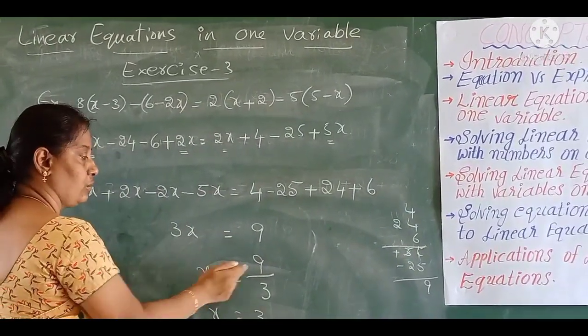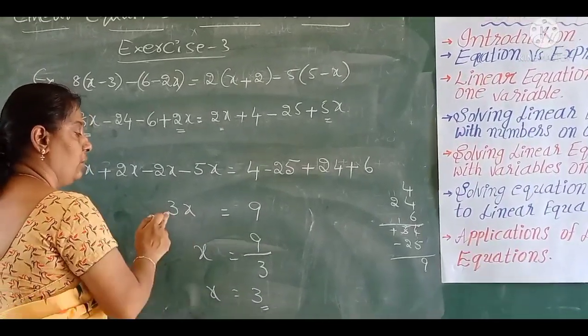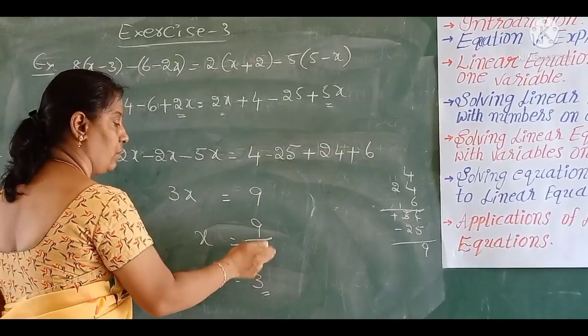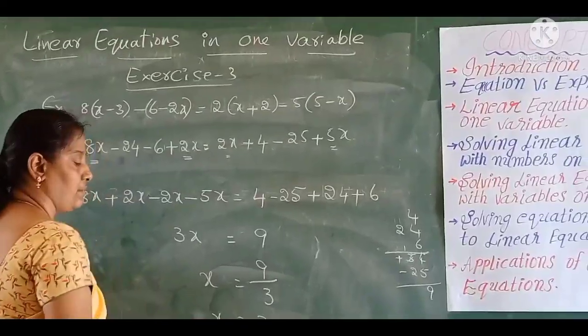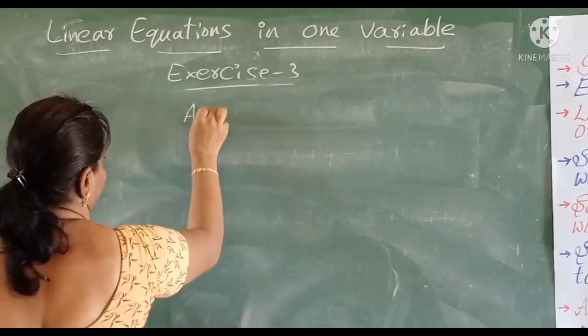Then x is equal to, we don't want the 3. We have to find only x. So moving to the right side, it will become division. So 9 by 3. How many times will it go? 3 times. x is equal to 3. Note it.